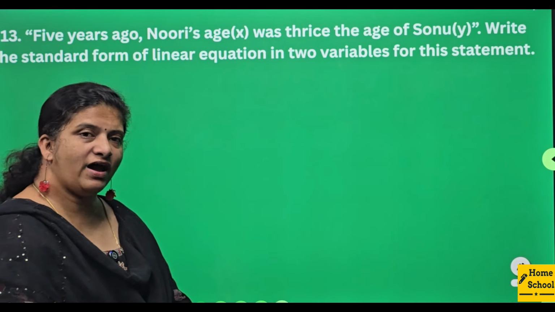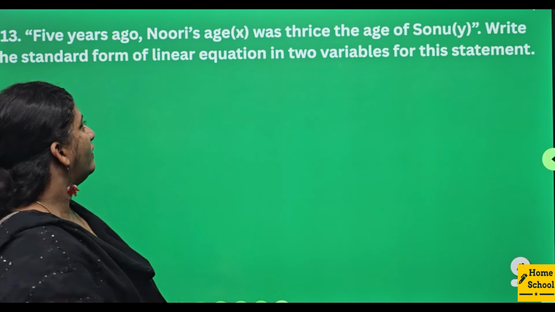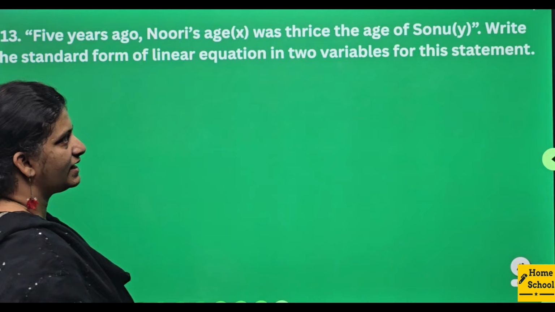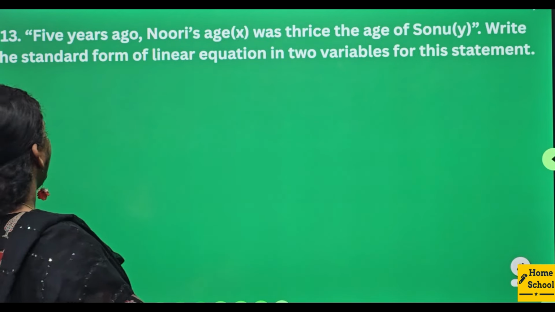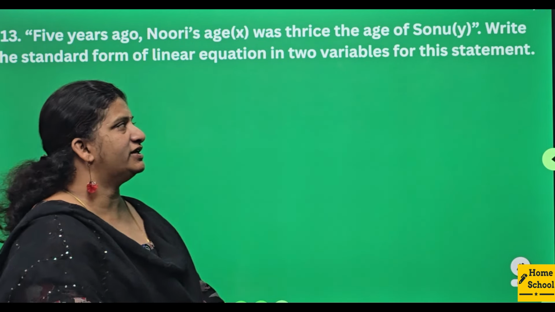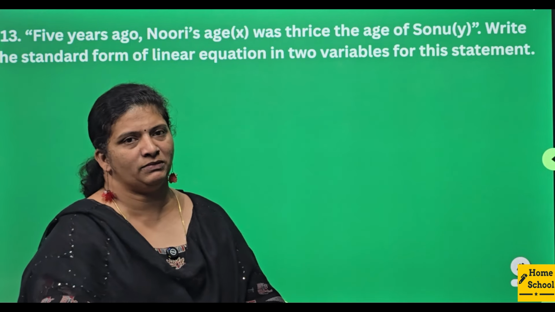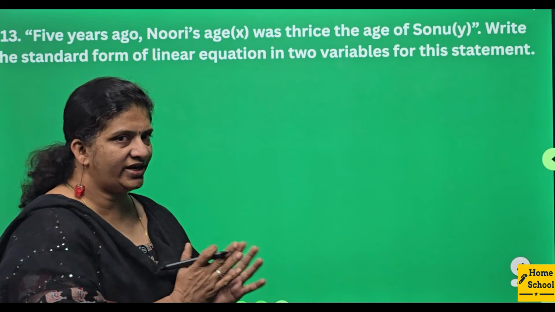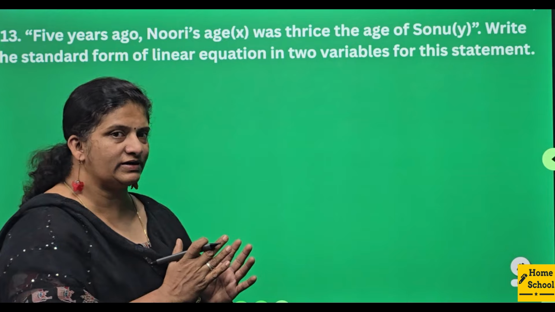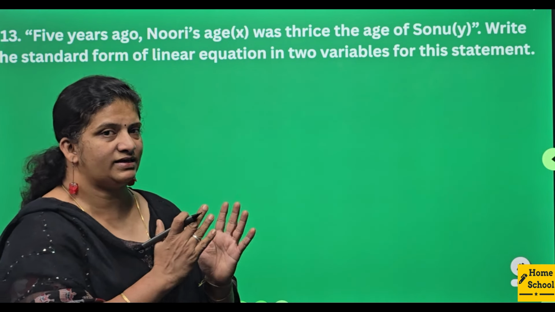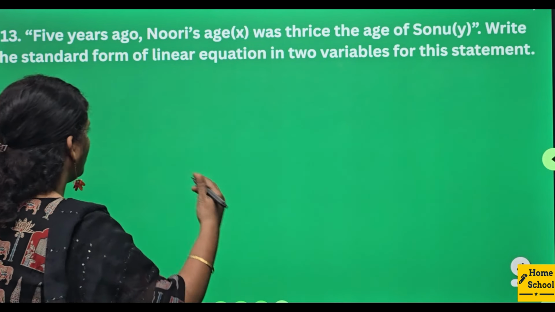13th one, 5 years ago, Noori's age was thrice the age of Sonu. Write the standard form of linear equation in 2 variables for the statement. First, read the question carefully. There are 2 persons' ages we are discussing in this problem. Who are those?